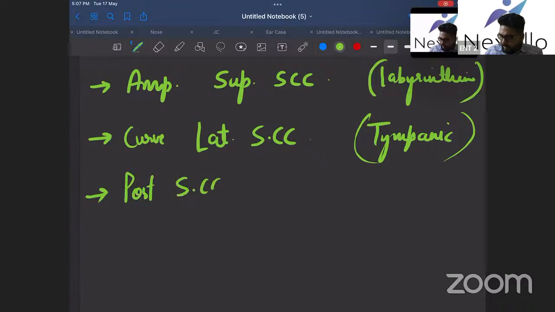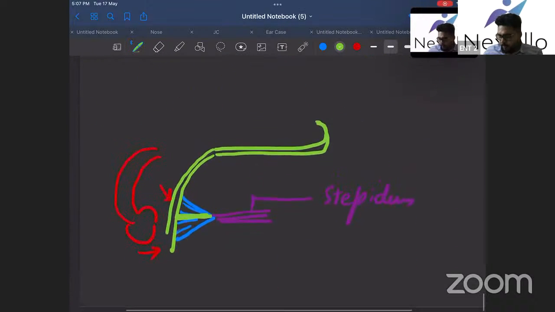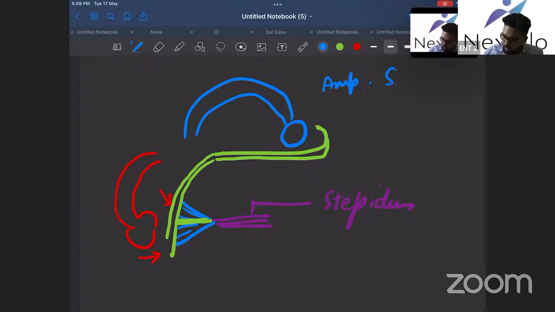Posterior semicircular canal ampullated end is in close proximity to mastoid or vertical part of facial nerve, tympanic or horizontal for curve of lateral semicircular canal, labyrinthine part is in close proximity to ampullated end of superior semicircular canal. So whenever we are drilling, we have to be careful here for the ampullated end of superior semicircular canal, here for the ampullated end of posterior semicircular canal, and here for the bulge of lateral semicircular canal. So this is how the semicircular canals are related to the facial nerve. Okay.